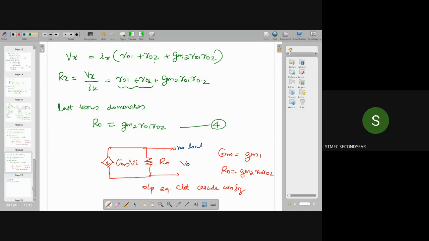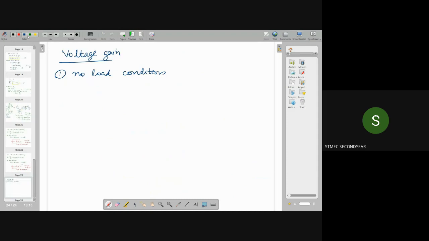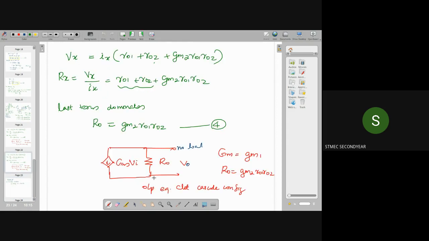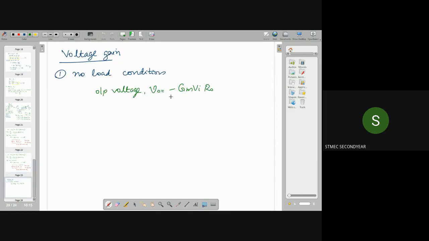So under no load condition, we can write the output voltage: V out is equal to minus GM into VI into R0. That is your circuit considered. Minus GM into VI into R0 will be the output voltage.